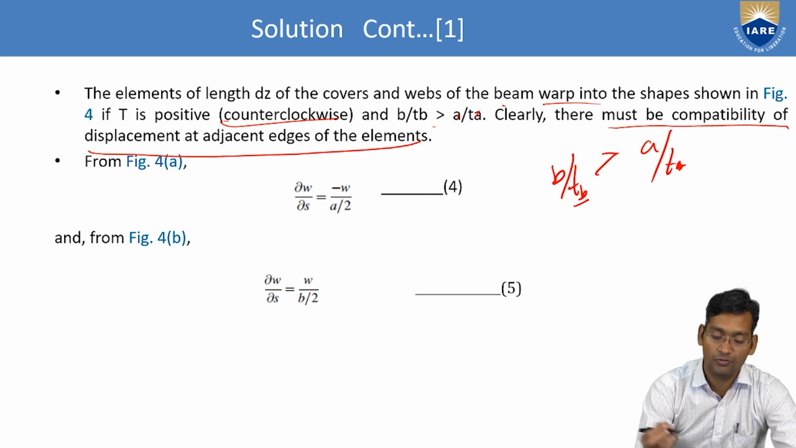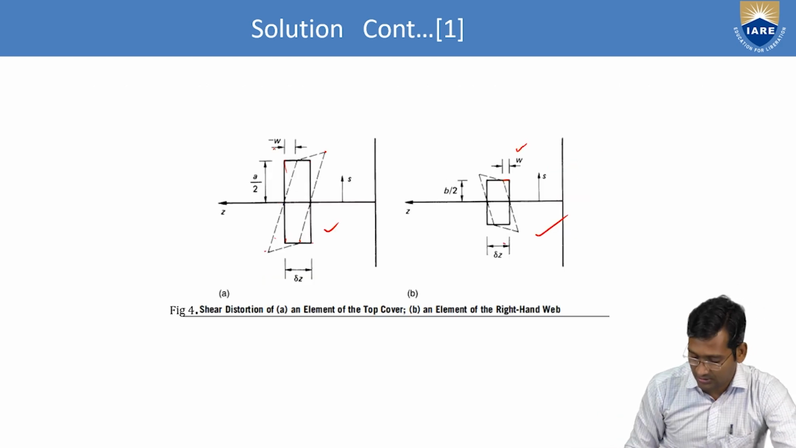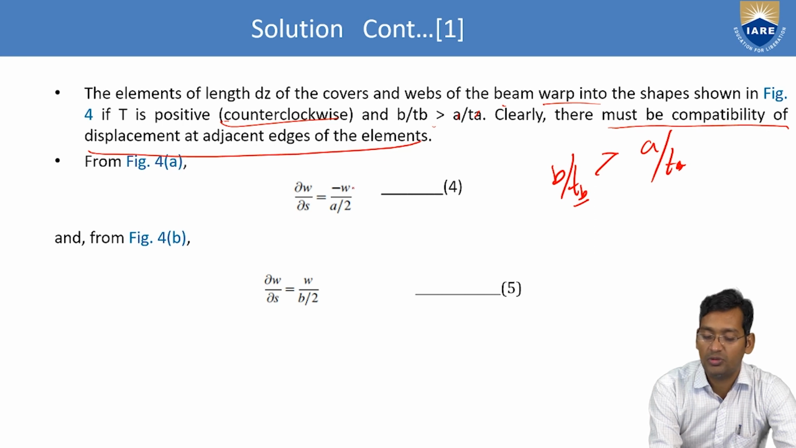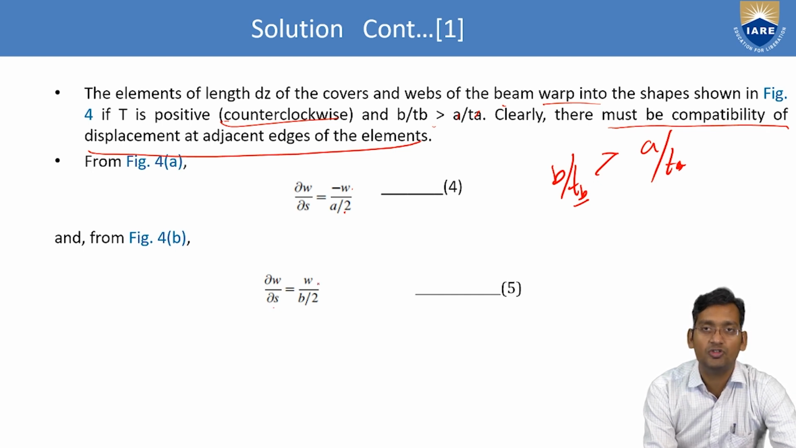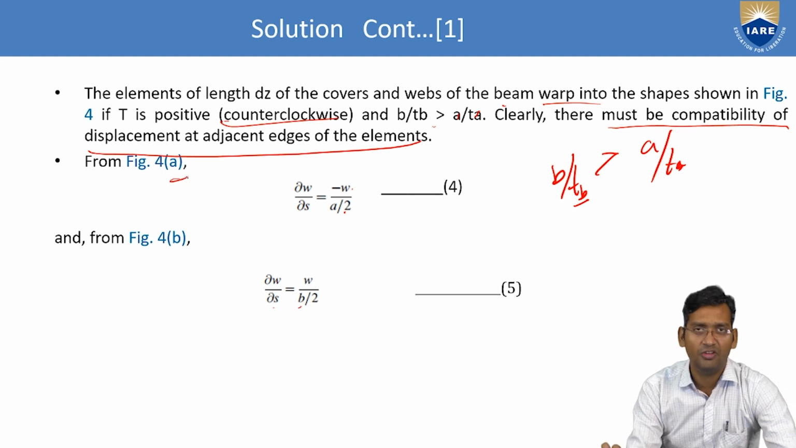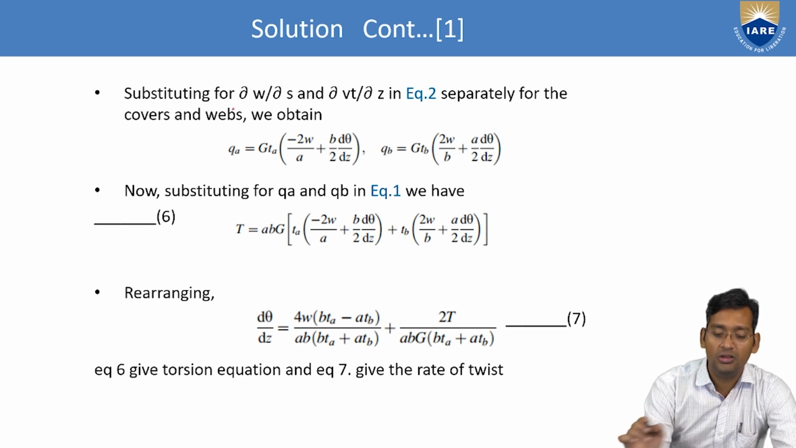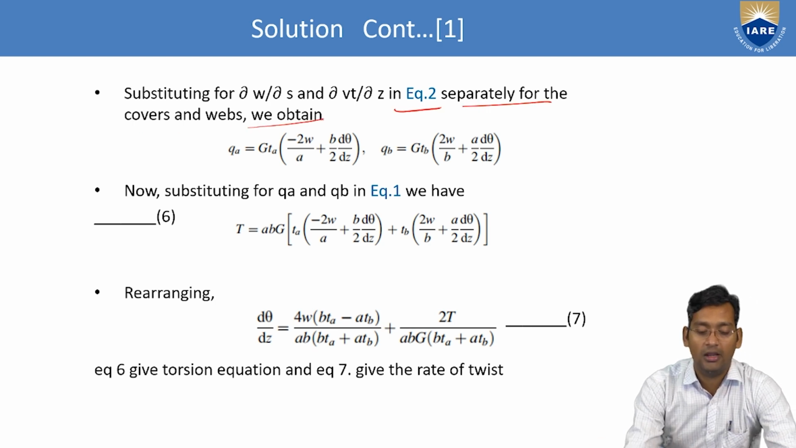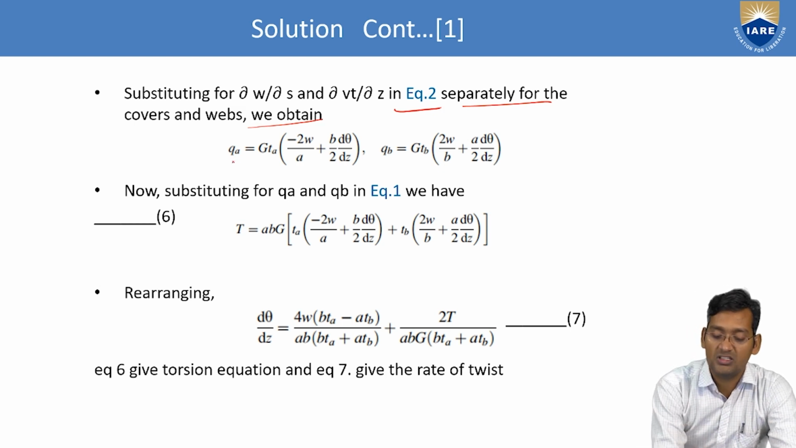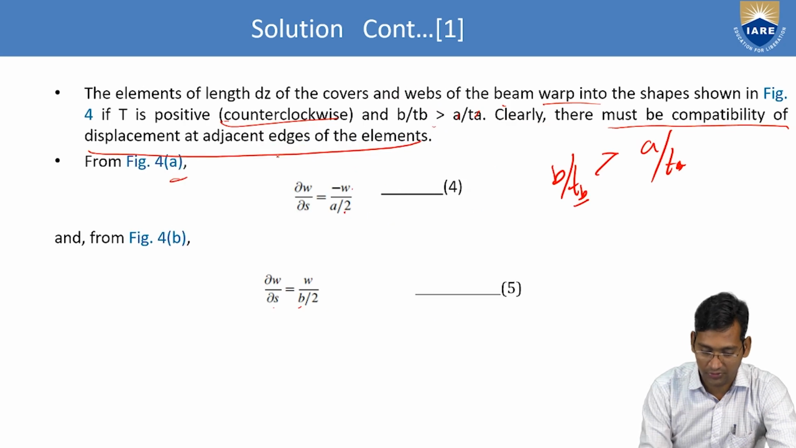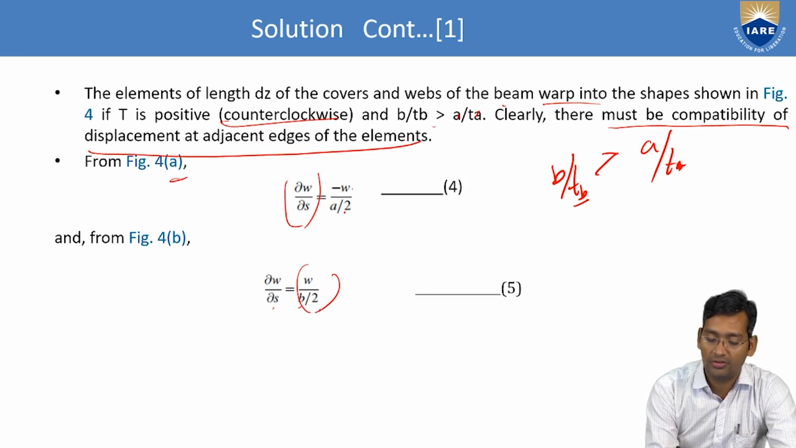First, from figure 4A, this is minus W into A by 2, and in this case W into B by 2. So from figure A, del W by del S equals minus W by A by 2. From figure B, del W by del S equals W by B by 2. So from figures 4A and 4B, we found del W by del S in both cases. Now, substituting del W by del S and del Vt by del Z in equation 2 separately for the covers and webs, for QA we use del W by del S, which we found for covers and for webs.